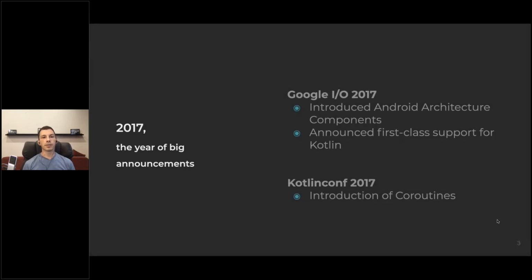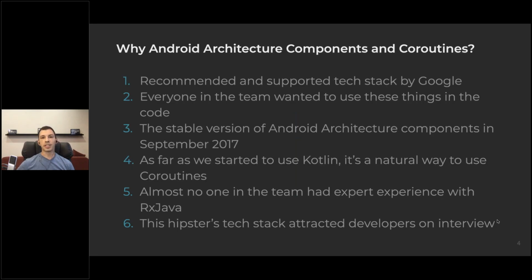Yeah, we started in 2017, and 2017 was a year of big announcements. On Google I/O, Google introduced Android Architecture Components, and later that year, in September, they published the stable version. Also, on Google I/O, Kotlin was introduced as a supported language for Android, and also that year at KotlinConf, coroutines were introduced. So according to this point and many others, we decided to use this tech stack in Itigo.